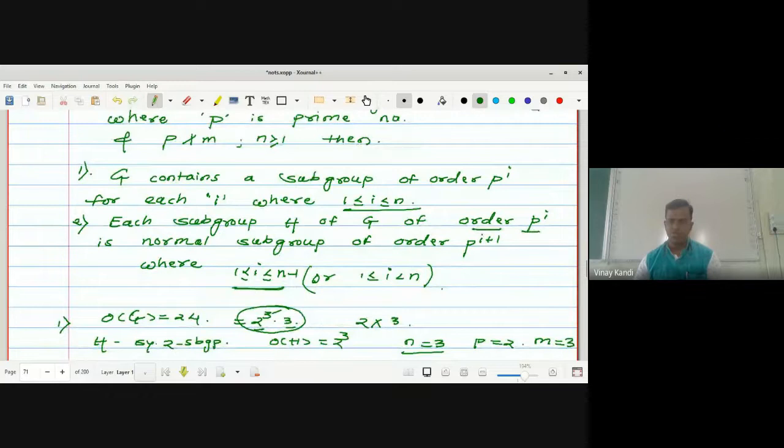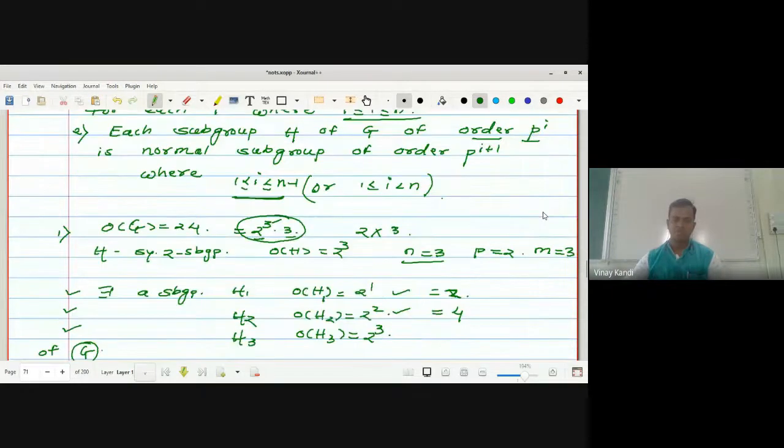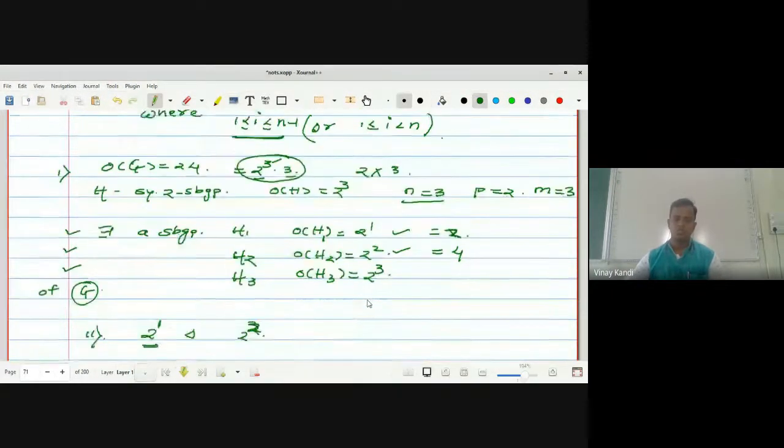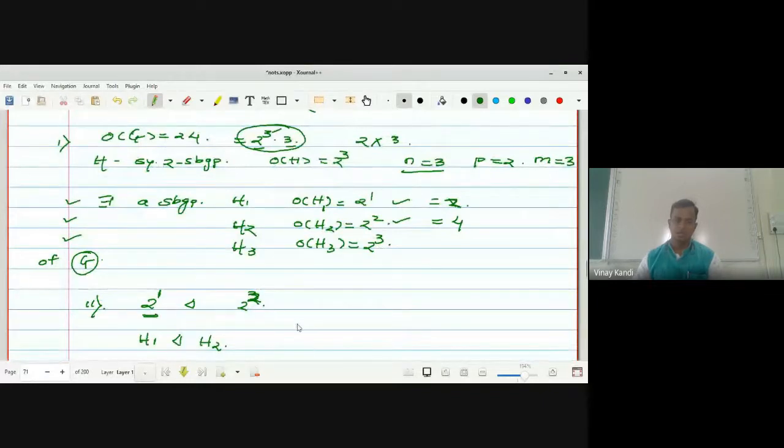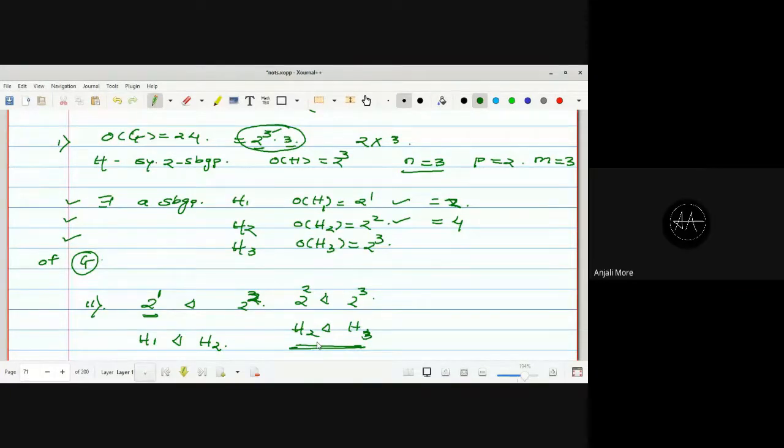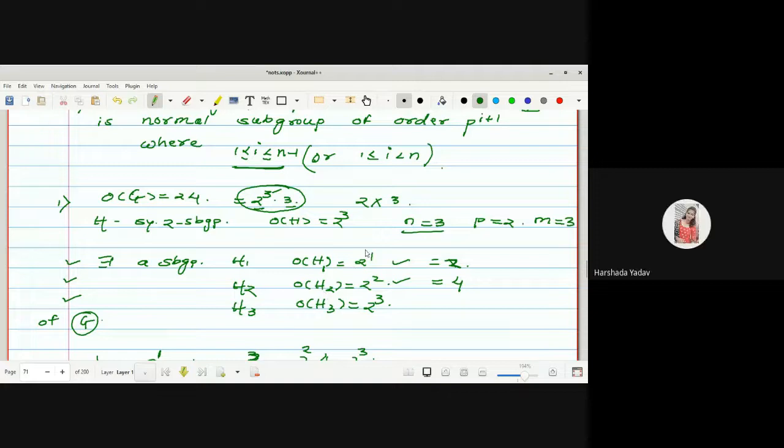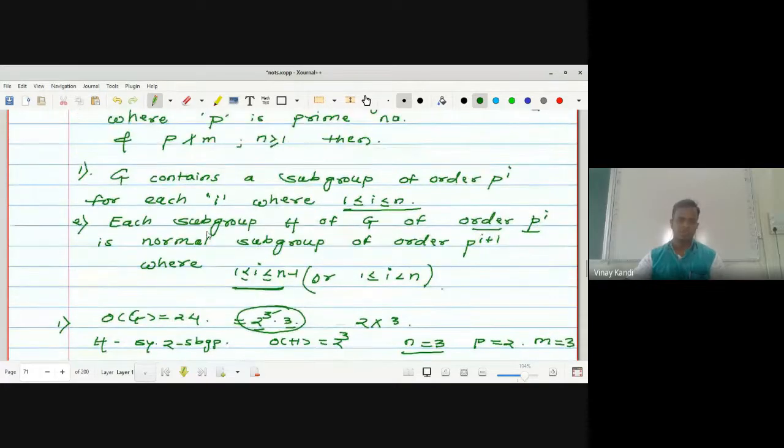Of order p raised to i, if i is equal to 1, what do we get? 2 raised to 1 is 2. So the order of H1 here is 2. This subgroup is normal in H2. And again, H2 is normal in H3. The subgroup of order 2 raised to 2 is normal in 2 raised to 3. Is it correct? This is the second statement. Any doubt? No, sir. This is a particular example; in general we have to prove this statement.